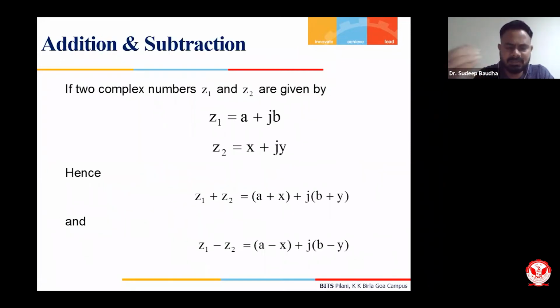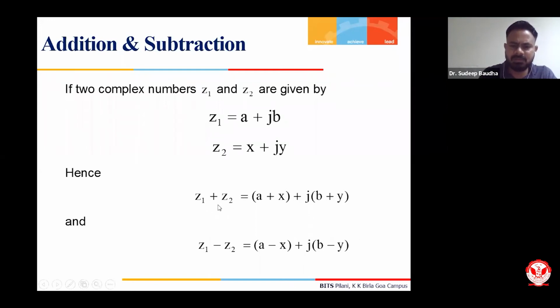Then addition and subtraction. I hope everyone knows how addition and subtraction are performed. In the complex case, generally the real part is added and subtracted and the imaginary part is added and subtracted. I have taken two examples. Z1 and Z2 are two complex numbers with real parts A and X and imaginary parts B and Y. You can see how addition is performed.